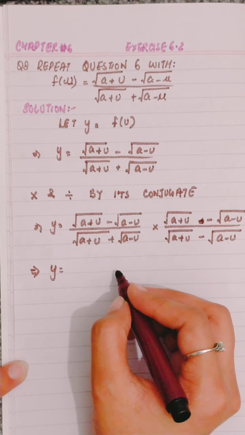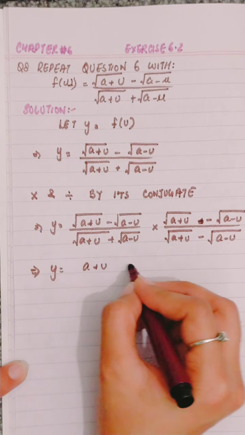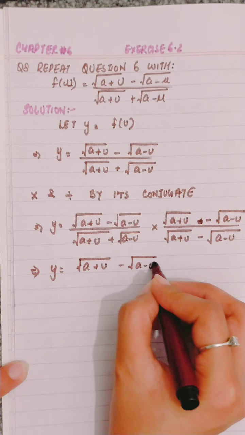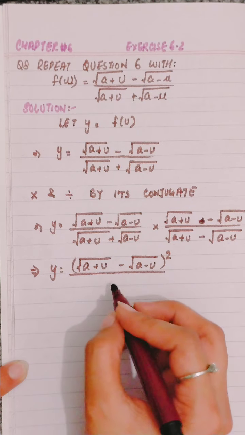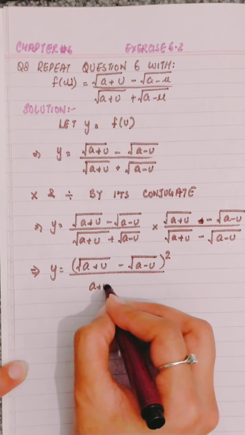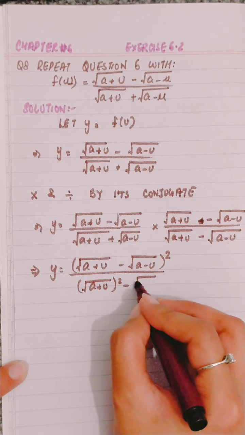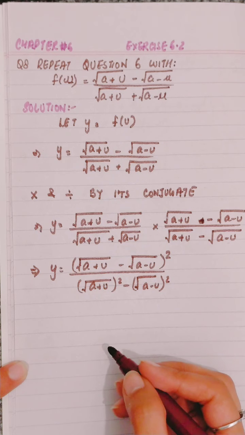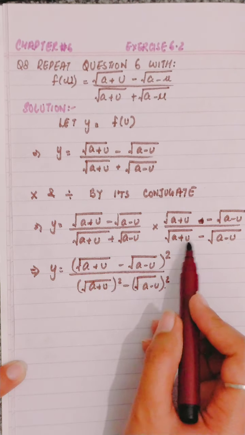So y equals square root of a plus u minus square root of a minus u whole square divided by square root of a plus u whole square minus square root of a minus u whole square. This is a plus b into a minus b.